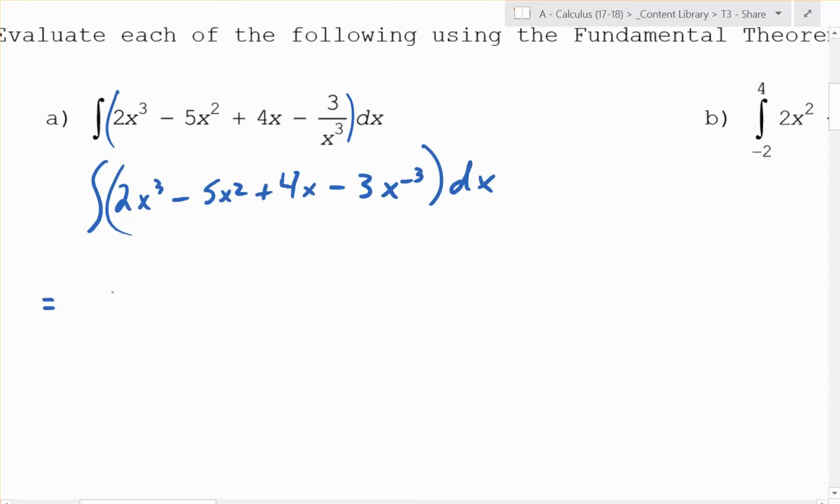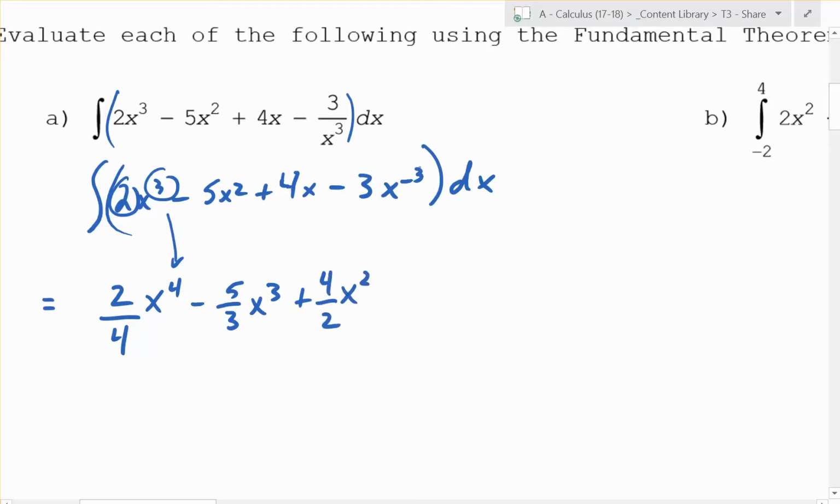So what's this going to be? Well, it's going to be x to the fourth, 1 power up from 3. And that 4 is going to go down there, but that 2 stays. So we do this out before we simplify. So that's going to be minus 5 over 3x cubed plus, what's x squared over 2, and that 4 stays there. Remember, we go up a power. We go up a power.